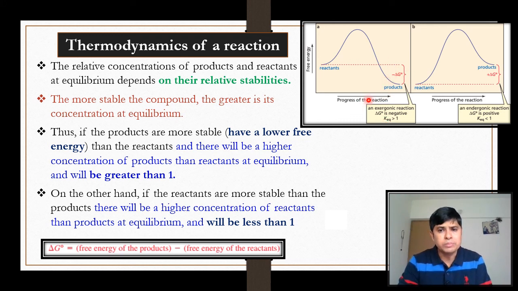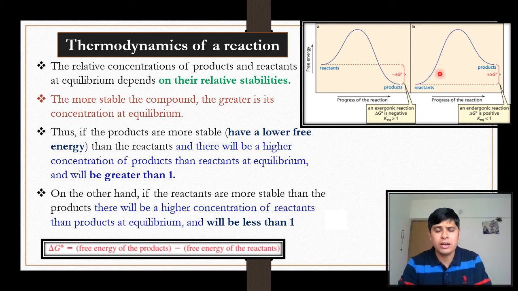For an exergonic reaction, delta G is negative. And for this reaction, the equilibrium constant K is greater than 1. When the product is more stable, the equilibrium constant is greater than 1.